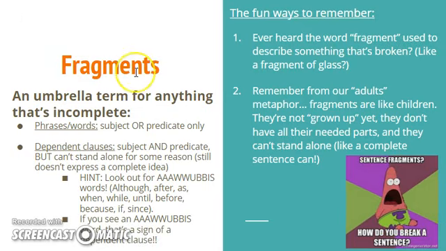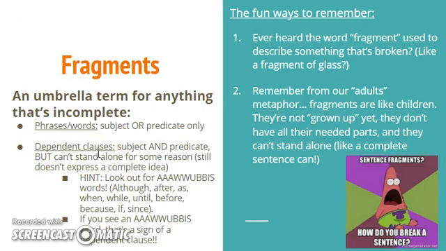The term fragment is technically a word that means more than one thing. It's an umbrella term for anything that's incomplete. Fragments can include phrases or even individual words. If a group of words has just a subject or just a predicate, then it's definitely a fragment and it's a phrase. The other big type of fragment is a dependent clause.